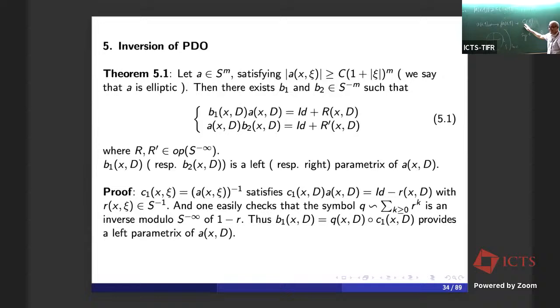You take C large enough, positive, to ensure the estimate, because the problem here is for the small Xi's. For the small Xi's, you are sure it's bounded, a continuous function, with C depending on M and on R, no problem. Okay, so I will call this symbol A tilde. We can prove the same result with A tilde.